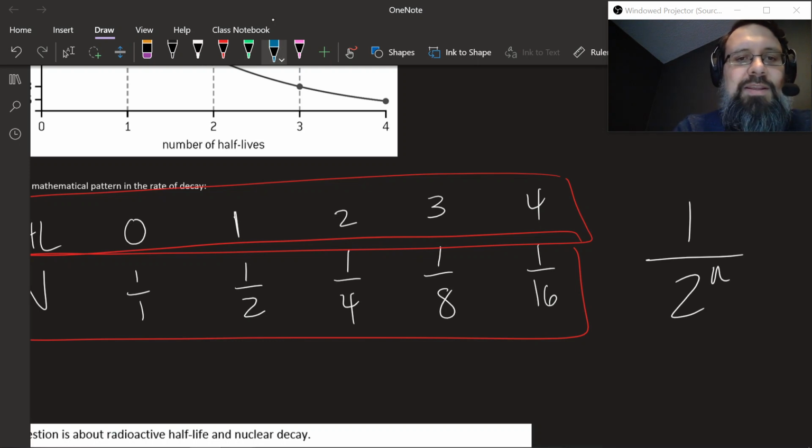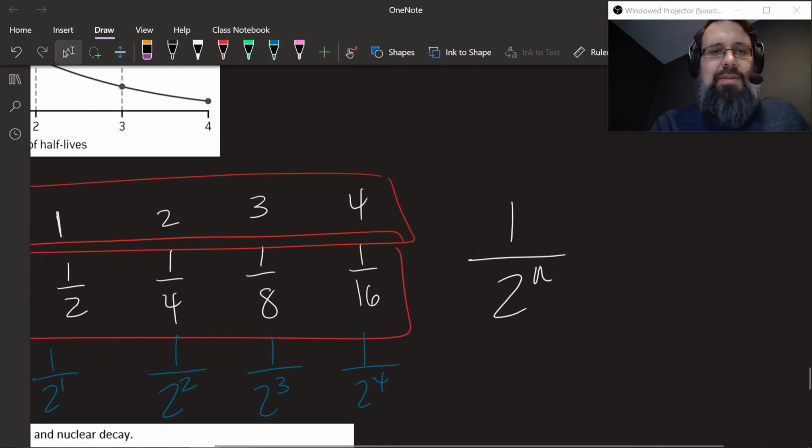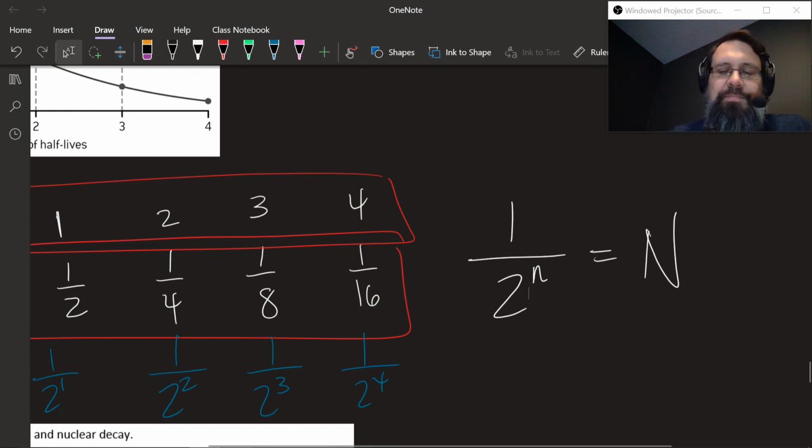So here we can see that this would be 1 over 2 to the first power, 1 over 2 to the second power, 1 over 2 to the third power, 1 over 2 to the fourth power. And so that's the mathematical relationship: the number that remain is equal to 1 over 2 to the number of half-lives that have passed. I'm using capital N for the number that remain and lowercase n for the number of half-lives that have passed.